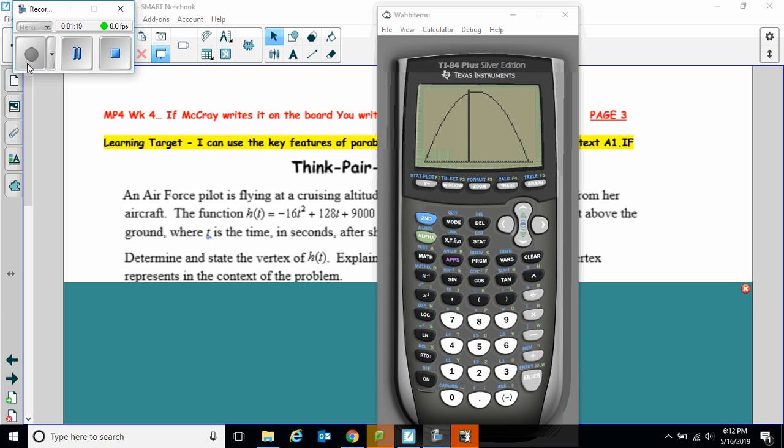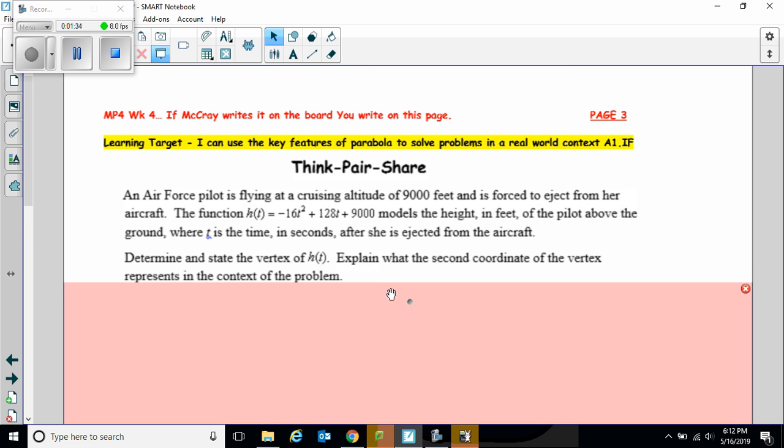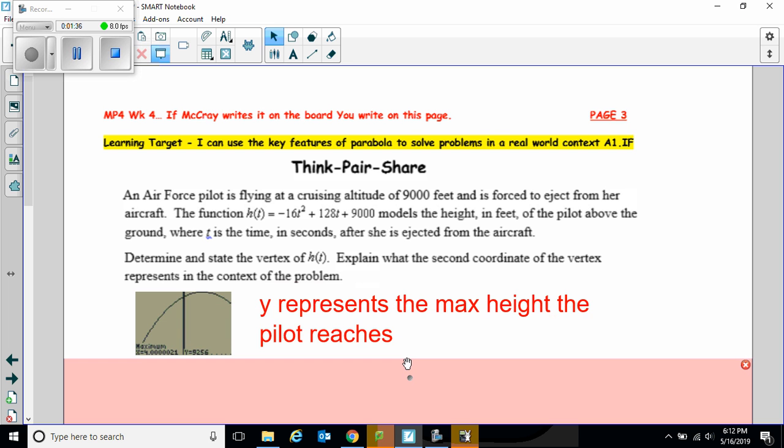Okay, class, welcome back. I hope you've had ample time to put it in your calculator and get the figure that I have in front of me. So there's a couple of things that we can pay attention to. First and foremost, the y represents the maximum height that the pilot approaches.